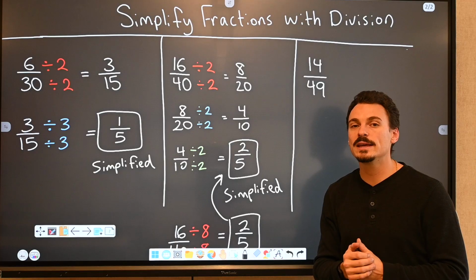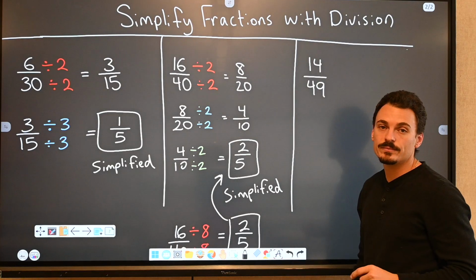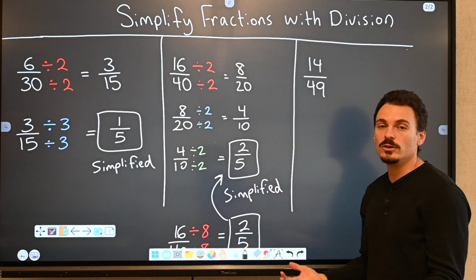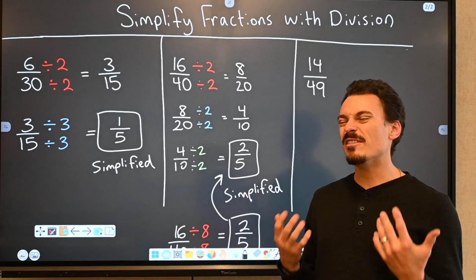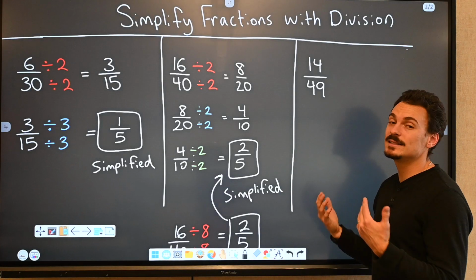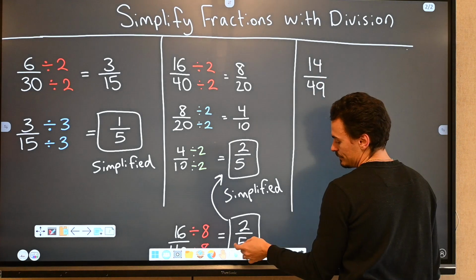So what you have to start thinking about is what other numbers go into 14. Okay? 3 does not go into 14, so you can't use the number 3. 5 doesn't go into 14. 4 doesn't go into 14. 6 doesn't go into 14. But 7 goes into 14.